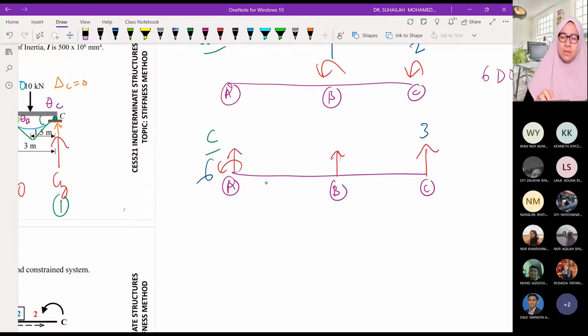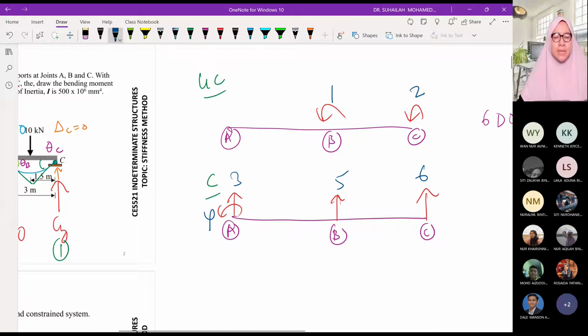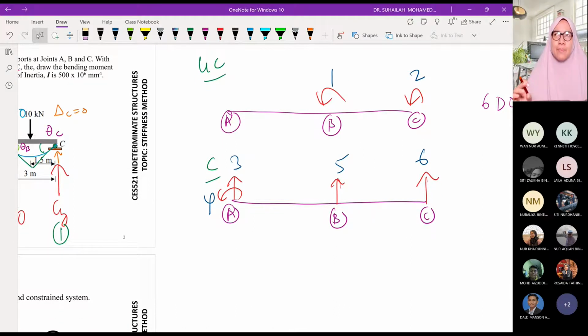But we take the example given. This is 3, 4, 5, 6. Where there is both Y and Z, put Y first. So it is 3, 4. Because in the element, later when we label the stiffness matrix, we have to say YZ, YZ. Same as for a truss, we say XY, XY, when we label the degrees of freedom. Okay, so this is the label for the degrees of freedom.